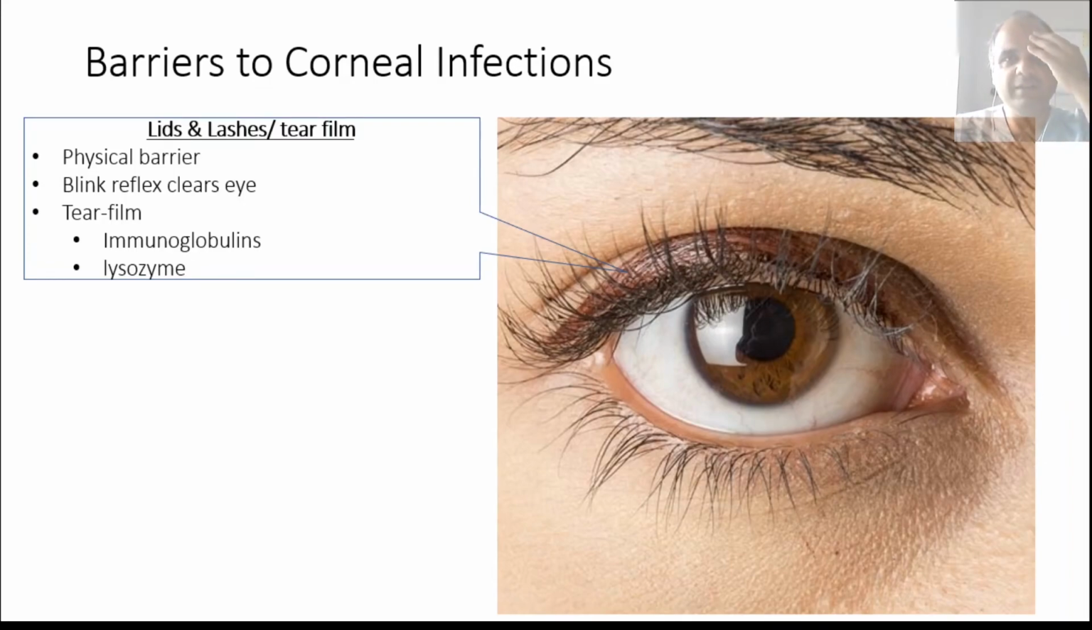Brows prevent things from dropping down from your forehead onto your eyes, so there's a physical barrier. Your lashes trap a lot of things, those are a physical barrier. Your blink reflex, which is something that I'm sure everybody overlooks, is such an important barrier because every time you blink, your tear film is clearing things from the eye. And blink is also a protective response because it prevents things from going into your eye. When you see something approaching you, you can sort of close your eyes or you can blink. Together with that, you have your tear film, and tear film has lysozymes, immunoglobulins, which are again protective in nature.